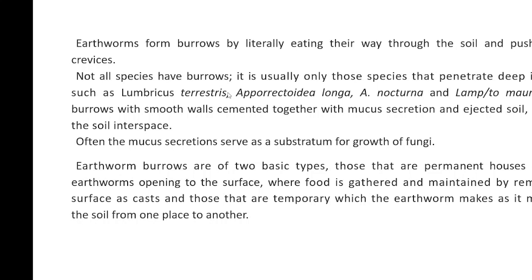There are a number of important species of earthworm: Lumbricus terrestris, Aporrectodea longa, Aporrectodea nocturna, Lampito mauritii. They make burrows with smooth walls, which are cemented together with mucus secretion and finally released. So this is how the earthworm produces its effects.